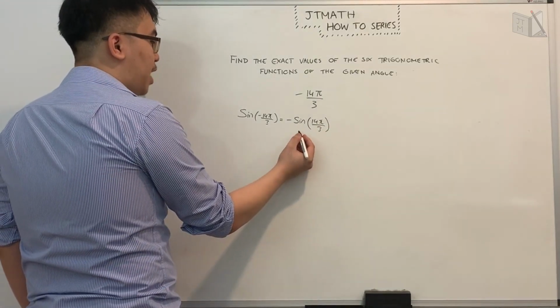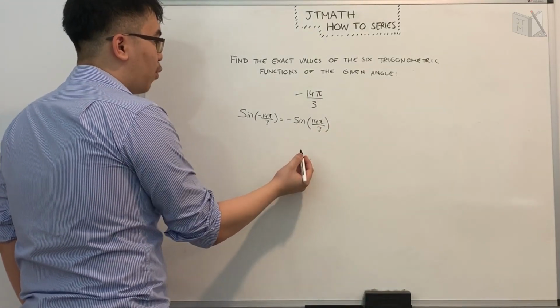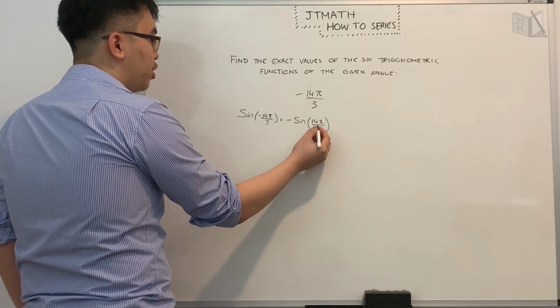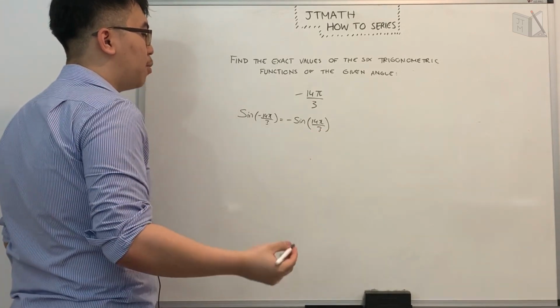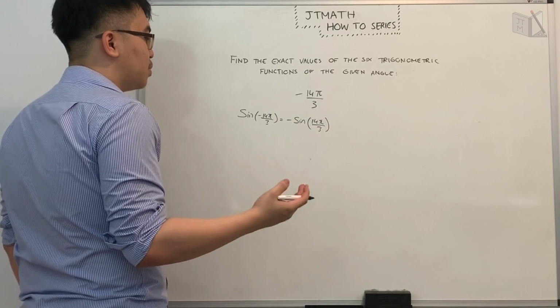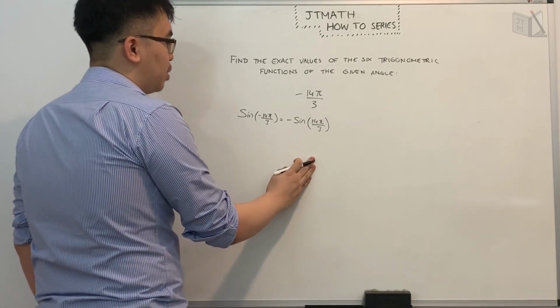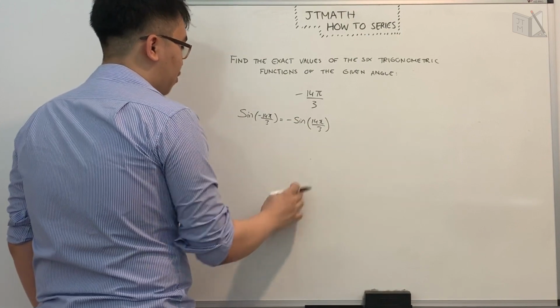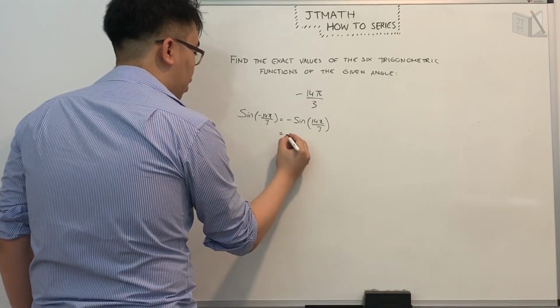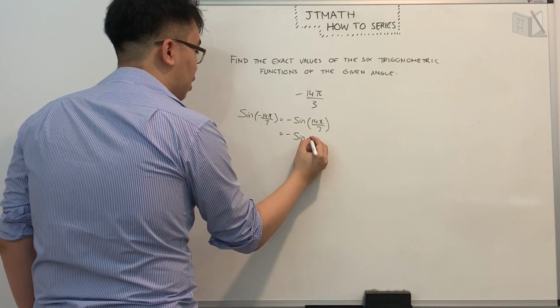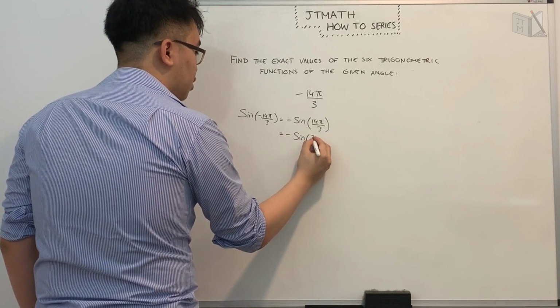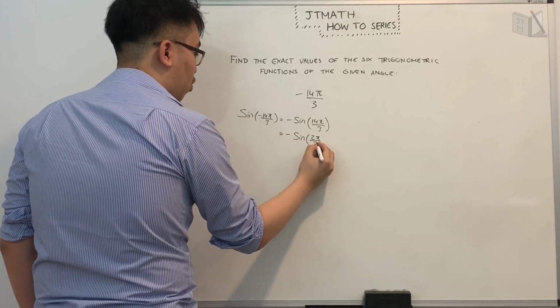Now sine is the same every 2 pi radians, so I want to reduce this value by the largest multiple of 2 pi that can fit in. So I think here it's going to be 12 pi over 3 that I can take away from this, so therefore I'm left with minus sine 2 pi over 3.